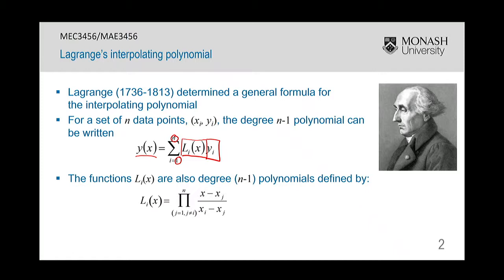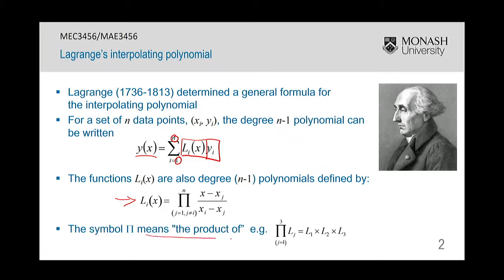What are the Li equal to? Well, it turns out that the Li are also degree n-1 polynomials, and they're defined using this somewhat complex notation as in this equation here. So Li of x is equal to pi. Now pi is just equal to a product of terms. So pi, j equals 1 to 3, of Lj is just equal to L1 times L2 times L3.